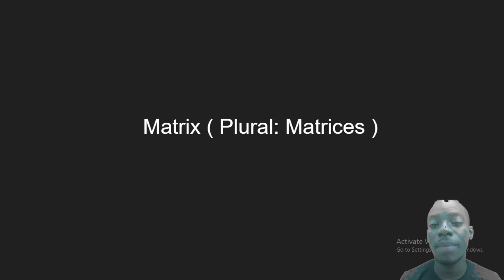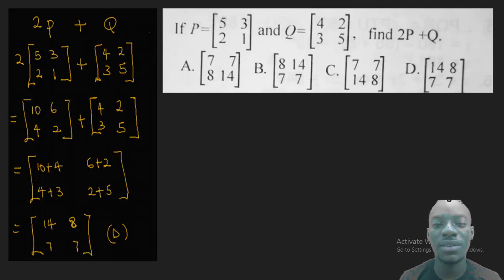Matrix singular, matrices plural. In the first year we went through, we found a question: P is a 2 by 2 matrix of 5, 3, 2, 1, and Q is a 2 by 2 matrix 4, 2, 3, 5. Find 2P plus Q. 2P means 2 times P, so I just did 2 brackets. Since P is 5, 3, 2, 1, it becomes 2 brackets 5, 3, 2, 1 plus Q, which is 4, 2, 3, 5.